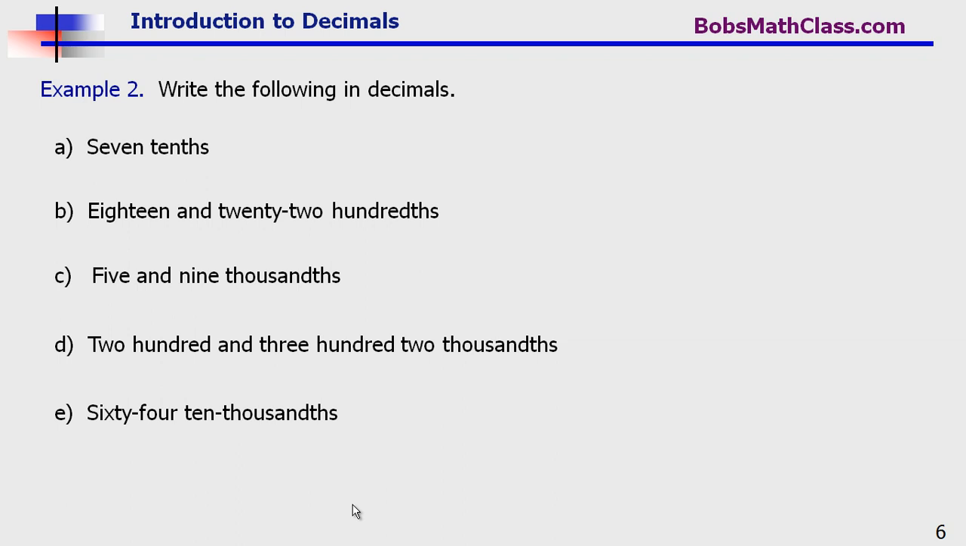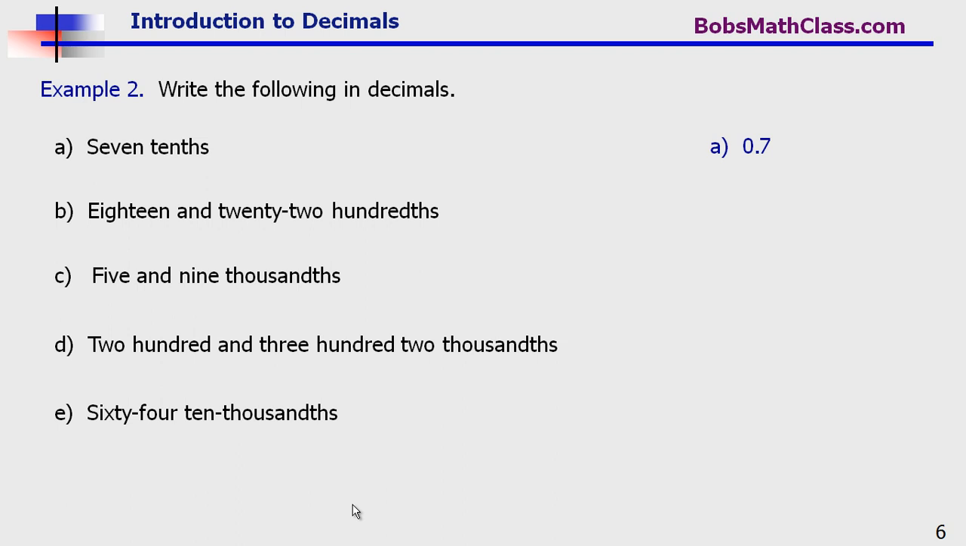Okay, 7 tenths. So there's no whole number. The 7 must be in the tenths place. The tenths is the first place after the decimal point. So that is 0.7.